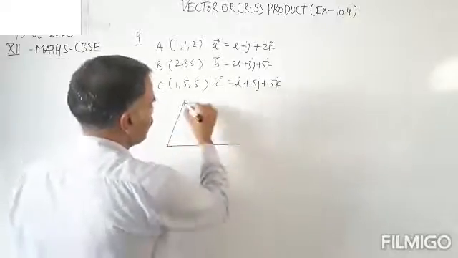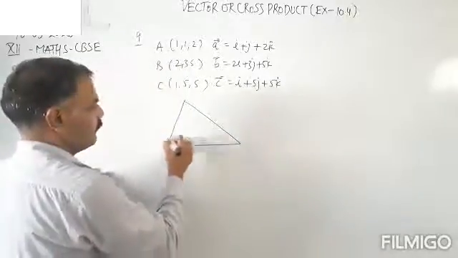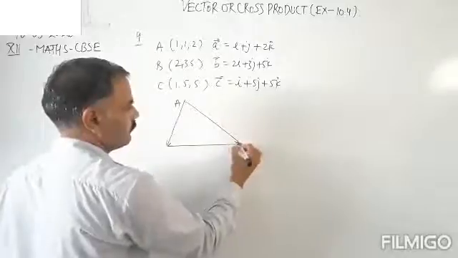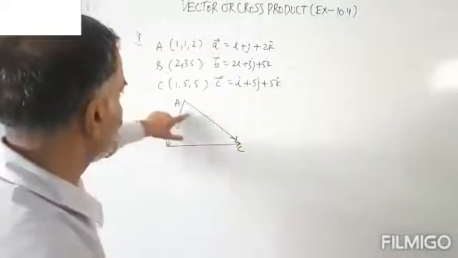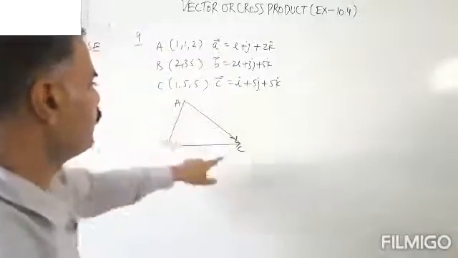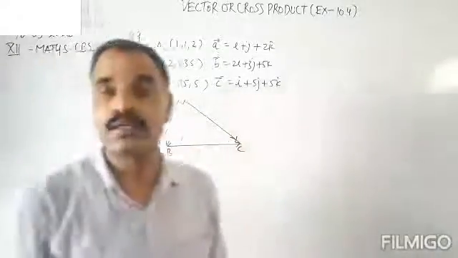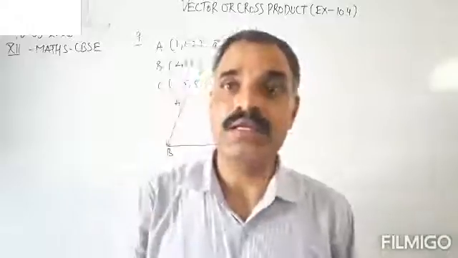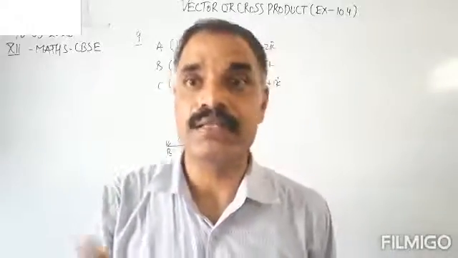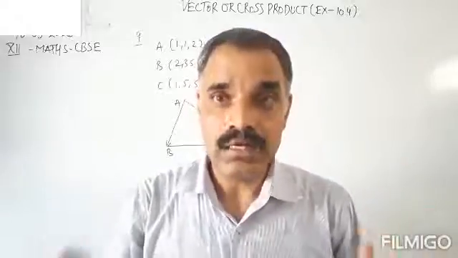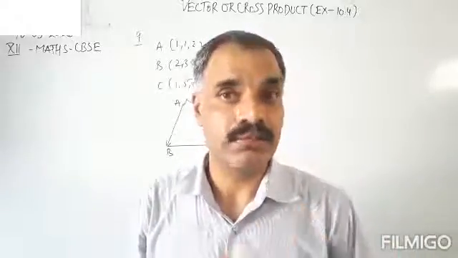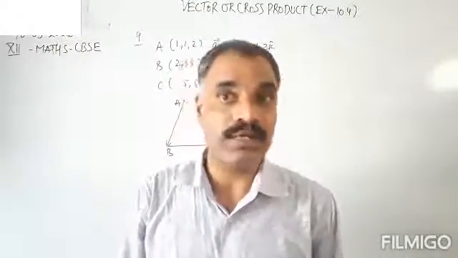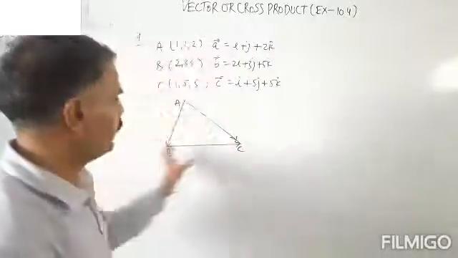Whose vertices are given. Okay, so this is AB vector, and this is BC vector, and this is AC vector. So A, B, C are given. Vertices are given, not the sides. So area of triangle, we know that area of a triangle having adjacent sides a vector and b vector is given by half of the magnitude of cross product of a vector and b vector. But a vector and b vector are adjacent sides. So here we have to find the adjacent sides first. So find AB vector and BC vector.